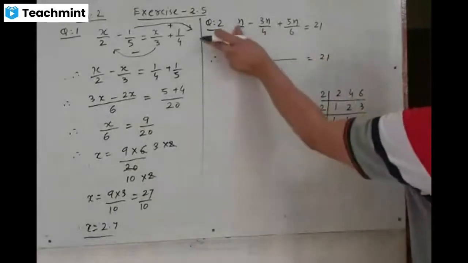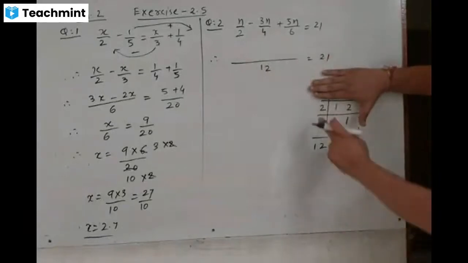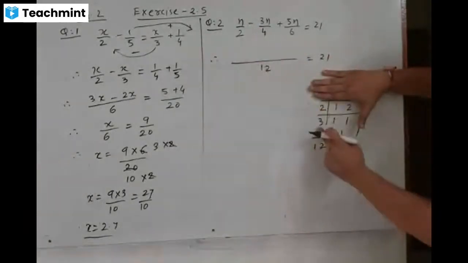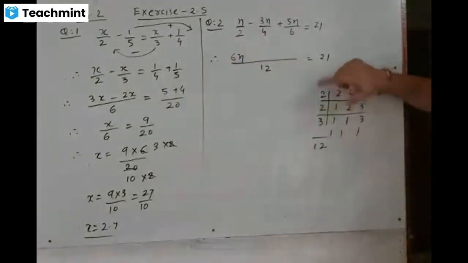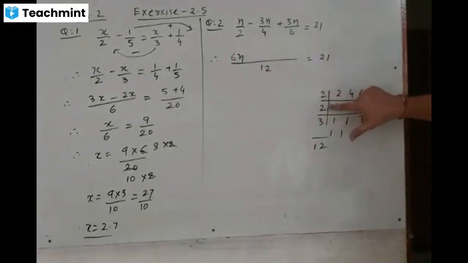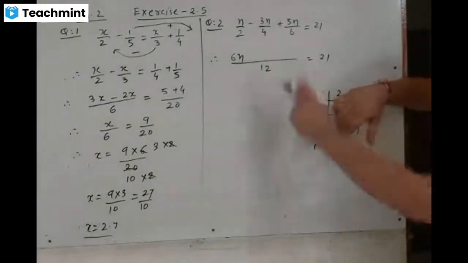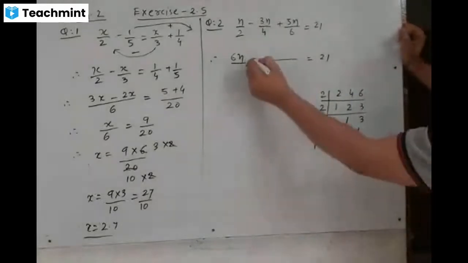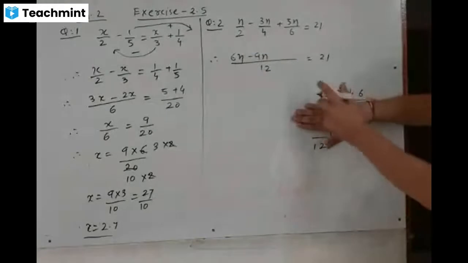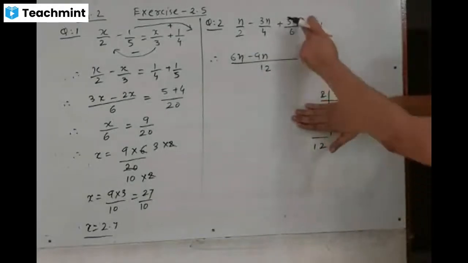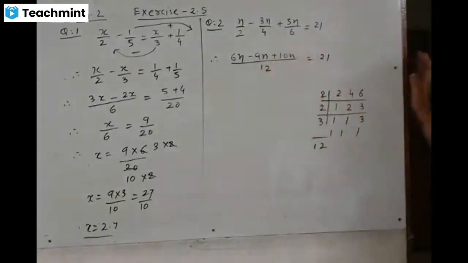So the denominator for each term is 12. Here the denominator is 2, so cancel the 2, and which number multiplies with n? 2 threes are 6, multiplied with n, that is 6n. Here the denominator is 4, 2 twos are 4, 4 is cancelled, remaining number 3, 3 multiplied with 3n, 3 threes are 9n. And here 6, 3 twos are 6 is cancelled, remaining number is 2, 2 multiplied with 5, plus sign as it is, 5 twos are 10n.